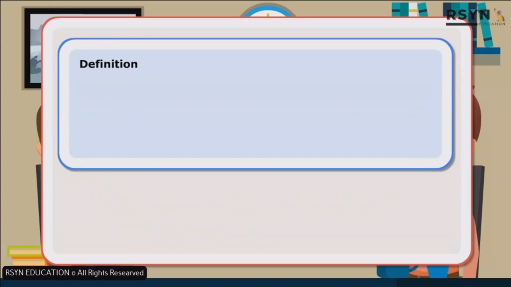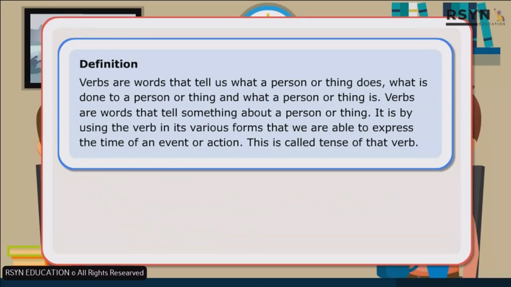Definition: verbs are words that tell us what a person or thing does, what is done to a person or thing, and what a person or thing is. Verbs are words that tell something about a person or thing. It is by using the verb in its various forms that we are able to express the time of an event or action. This is called tense of that verb.